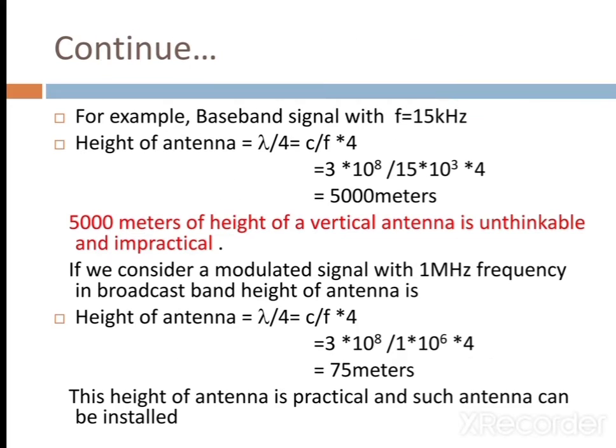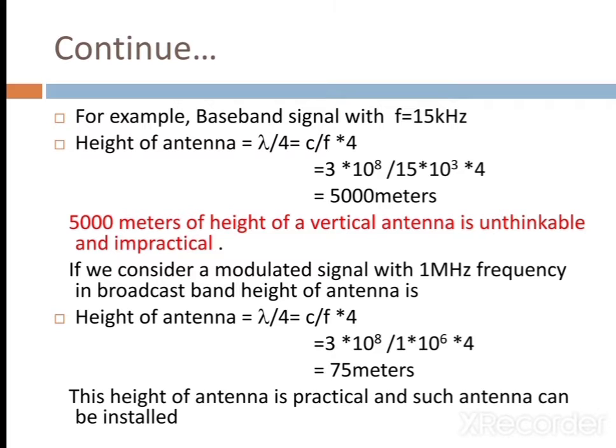Next, for example, our baseband signal has a frequency of 15 kilohertz. That means the height of antenna is lambda by 4. Then in this equation put the value of c and f, that means 15 kilohertz, then find out the height of antenna. Then the height of antenna is 5000 meters. That means a 5000 meter vertical antenna is unthinkable and impractical.